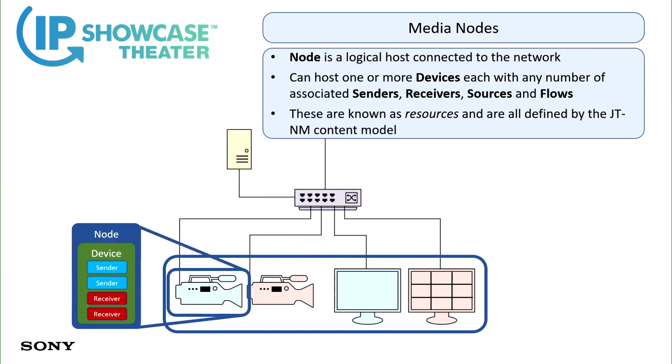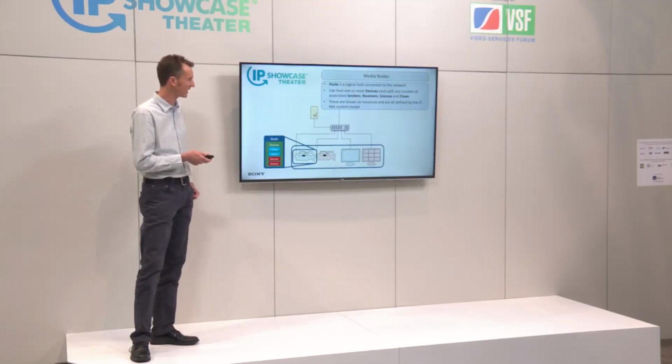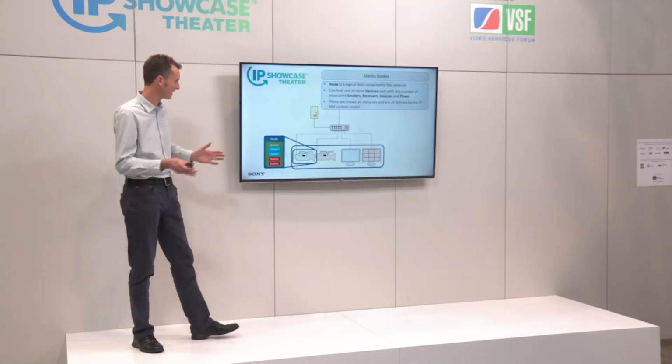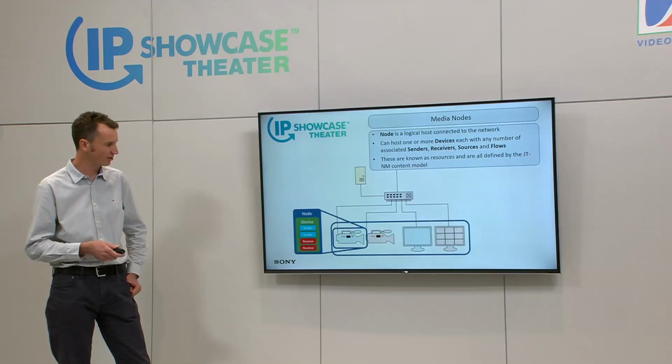So as an example, we have an IP-connected camera there. That's represented as a single media node. Within that, it has one device, that one block of functionality. That includes both an audio sender and a video sender for the mic and the camera. Each of those senders would actually be associated with a source and a flow as well. The source is where that data comes from. The flow is the representation of the data that the sender will make available on the network. It also has two receivers, so these could be two video return channels back to the camera.